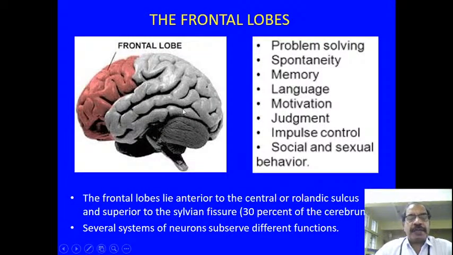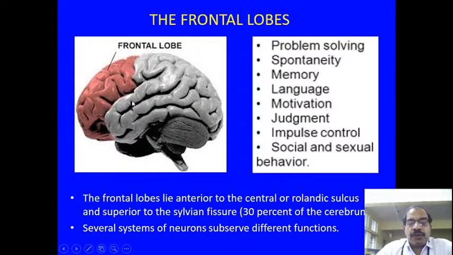So let us first look at the frontal lobe. Basically, the frontal lobe is the largest part of the brain, the biggest lobe. There is a central sulcus here, and in front of it is the frontal lobe. It is the largest lobe of the brain, in front of the central sulcus and above the sylvian fissure.